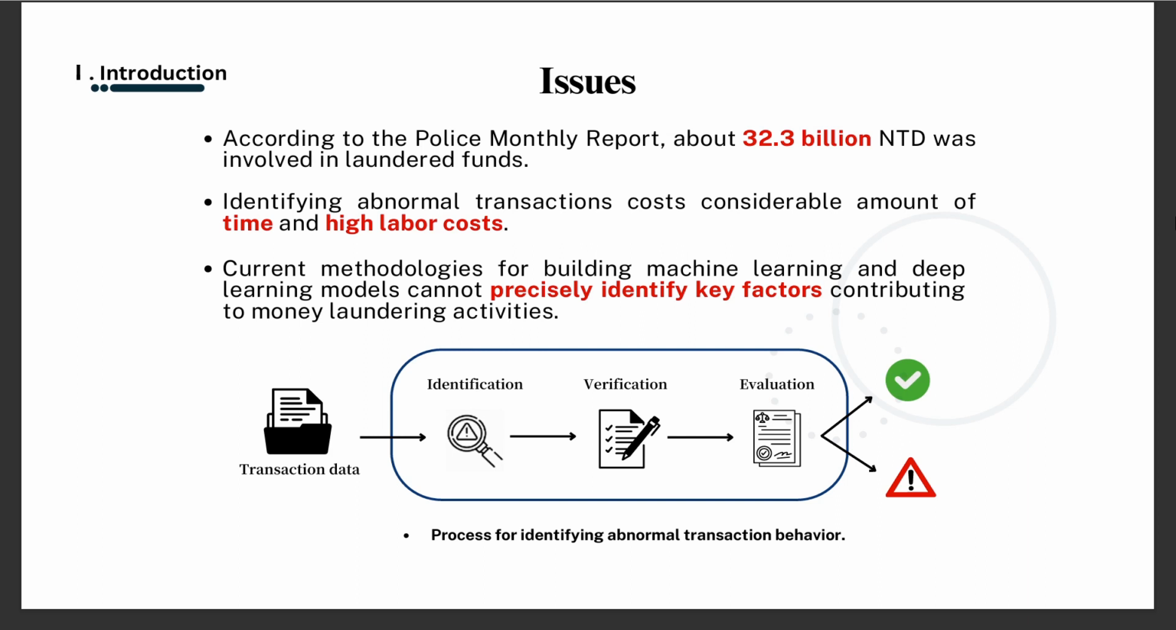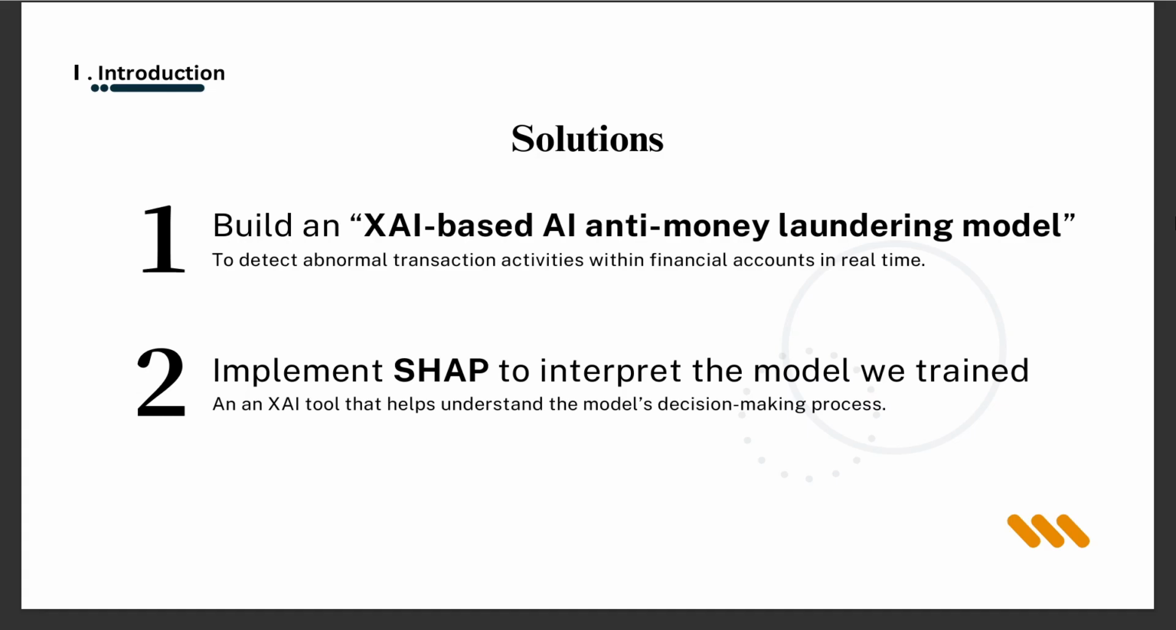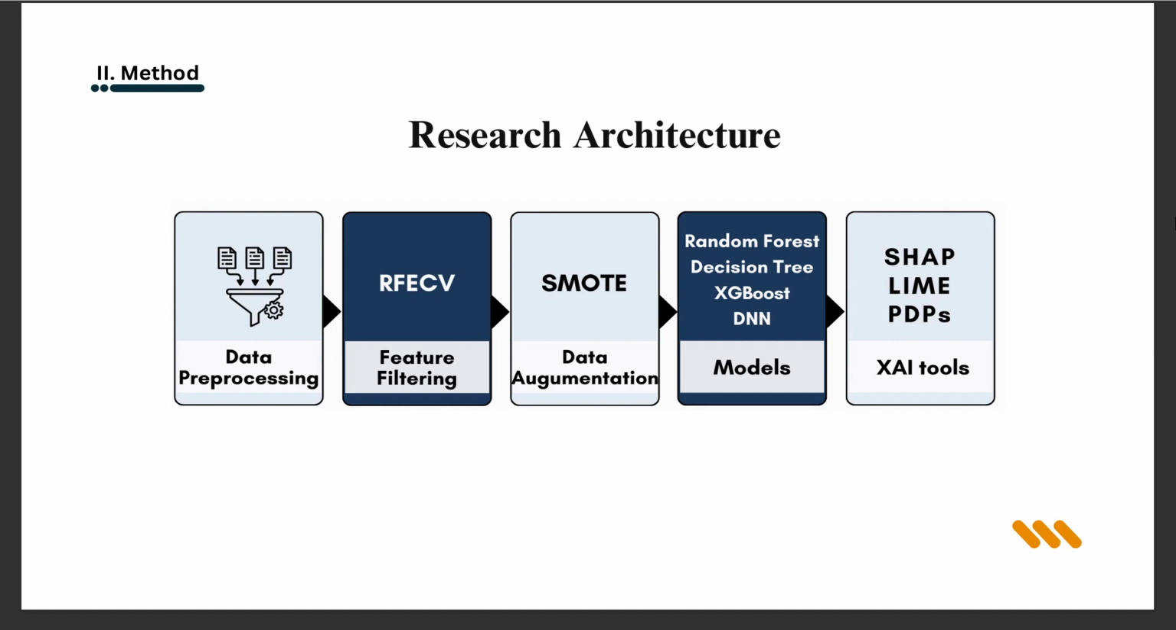However, financial institutions face challenges in identifying abnormal transactions, as it requires a considerable amount of time and high labor costs. Also, current methodologies for building machine learning or deep learning models cannot precisely identify key factors related to laundering activities. To solve these problems, our research proposes an AI-based anti-money laundering model. To detect abnormal transaction activities in real time, we interpret our trained model using SHAP to help understand its decision-making process. This picture is the architecture of our research.